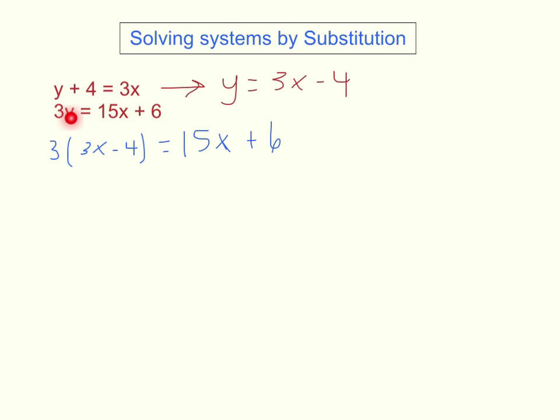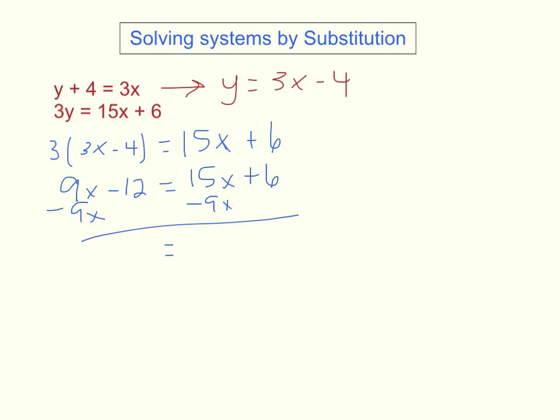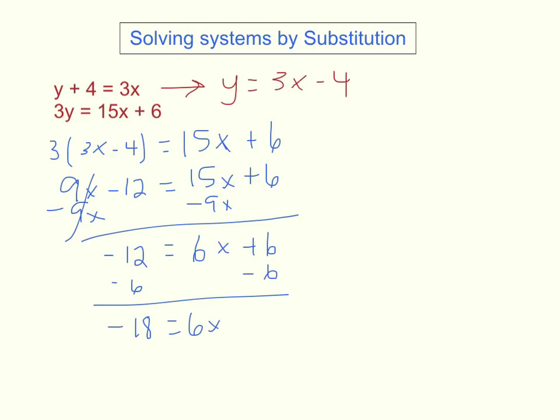So I plugged it right into here. And now I just need to solve for x. See, now I only have x values in this equation. So I can distribute 9x minus 12. I can subtract the 9, and this cancels, and I'll have negative 12. 6x plus 6, subtract the 6. Divide by 6, and I have that x equals negative 3.